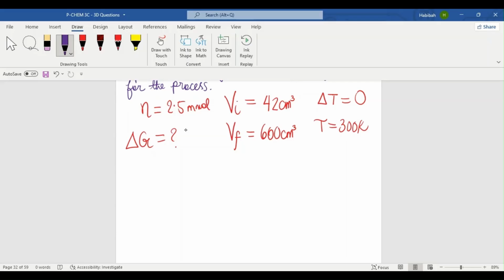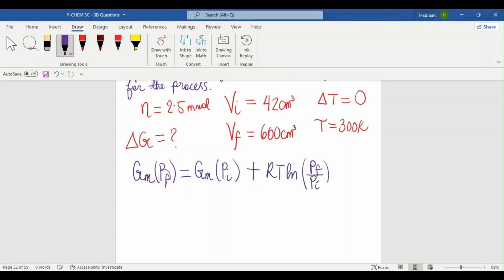The next thing you know is that for a question that involves isothermal Gibbs energy, we have this general formula, which is simply GM of the final pressure equals GM, the molar Gibbs energy of the initial pressure, plus RT ln P final divided by P initial.